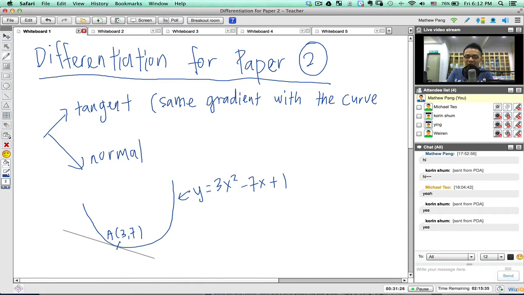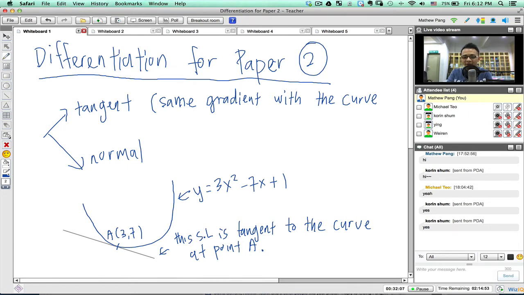Alright, at point A, if this line touches this curve at one point, that means this line actually is tangent at A. So it's something very important that you have to understand. This straight line is tangent to the curve at point A. So let me write something like this: this straight line is tangent to the curve at point A. This is very important in paper 2.